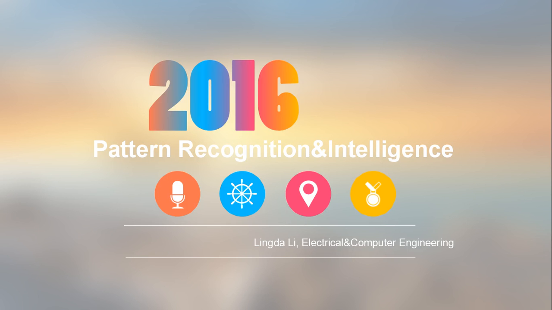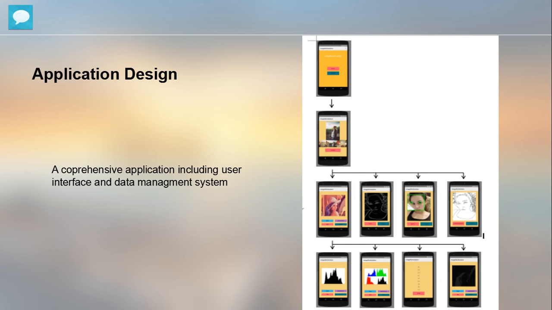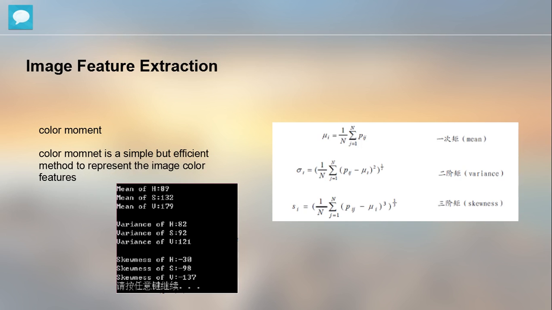This is a course about pattern recognition in image intelligence, and here is the whole structure of my app. It includes different parts, and the first thing I have done is the image feature extraction. First is the color moment. Color moment is a simple but efficient method to represent the image color features.